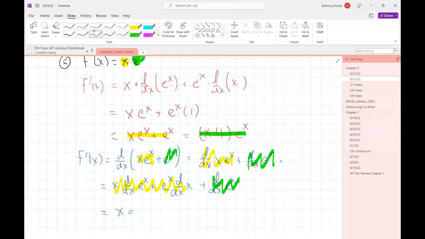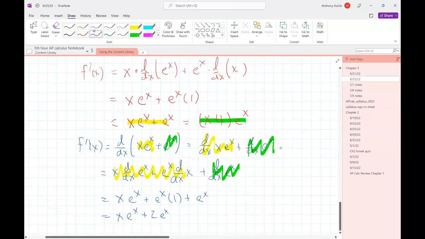So I have x times e to the x plus e to the x times 1 plus e to the x. So that's going to give me x e to the x plus 2 e to the x's. Or you could write it as x plus 2 times e to the x.